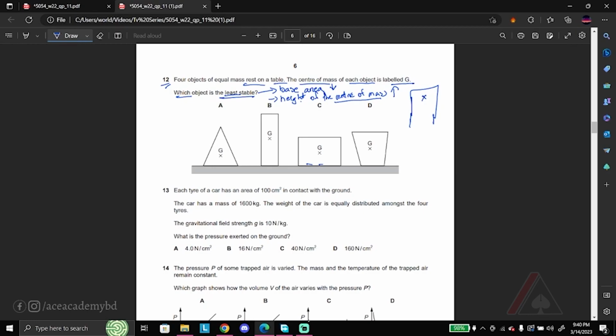So let's see, the smallest base area is for B, and B also has the center of mass at the highest point. So this is higher than all these. So B will be our answer. Let's move on to question number 13.